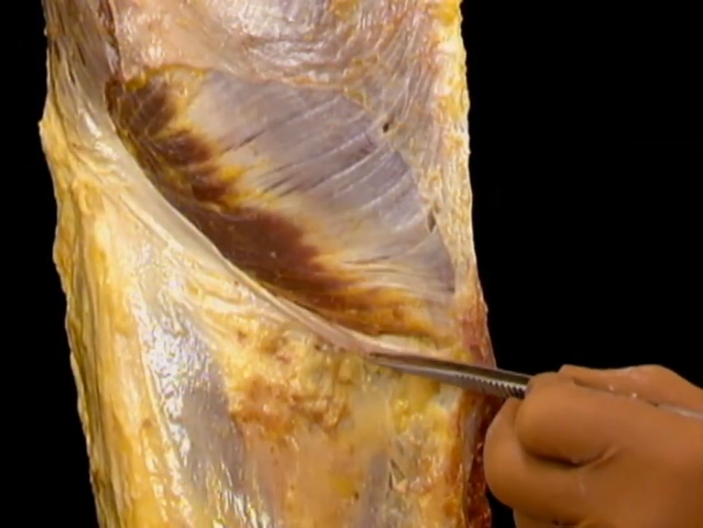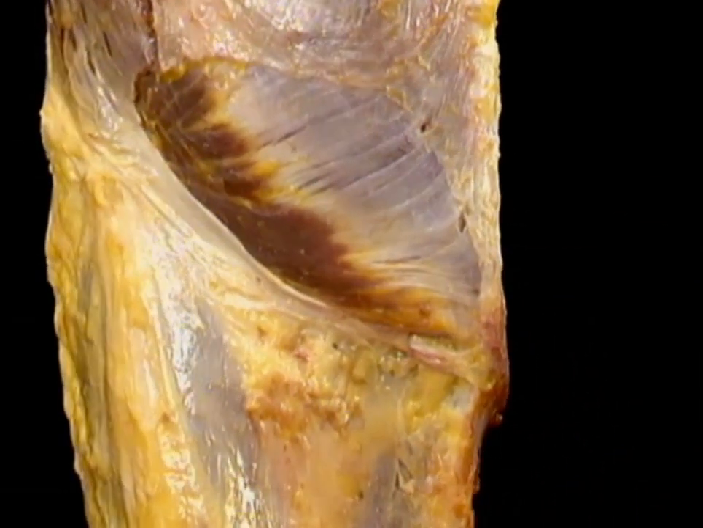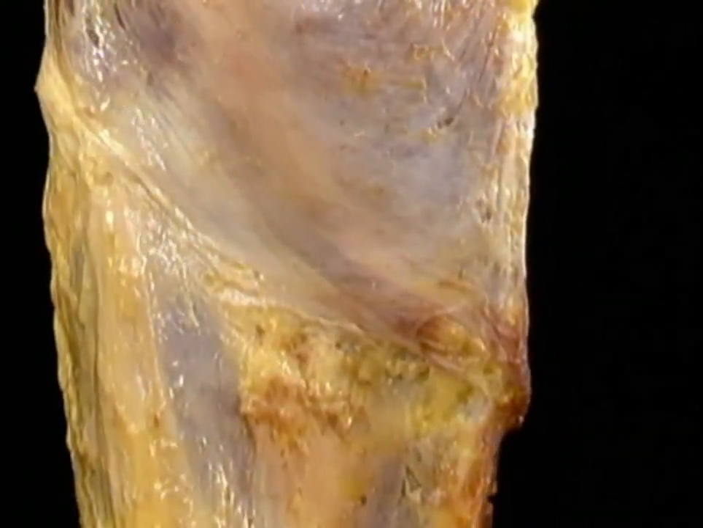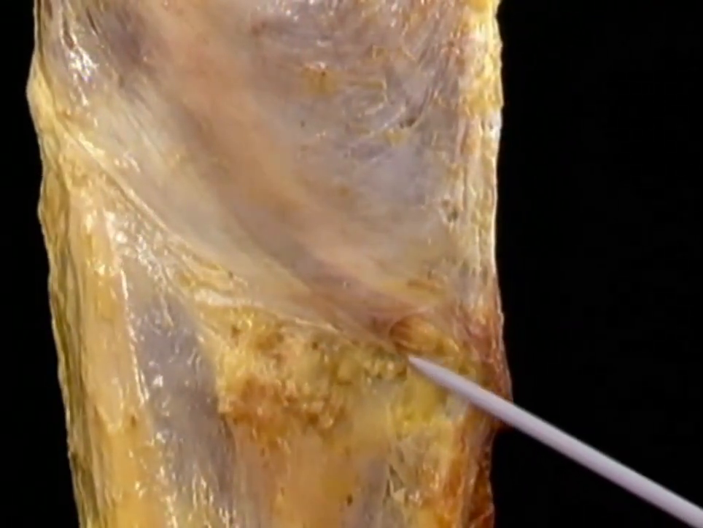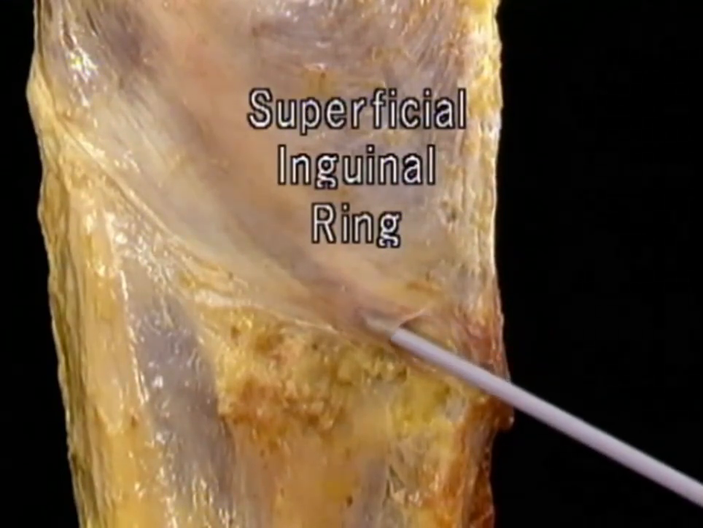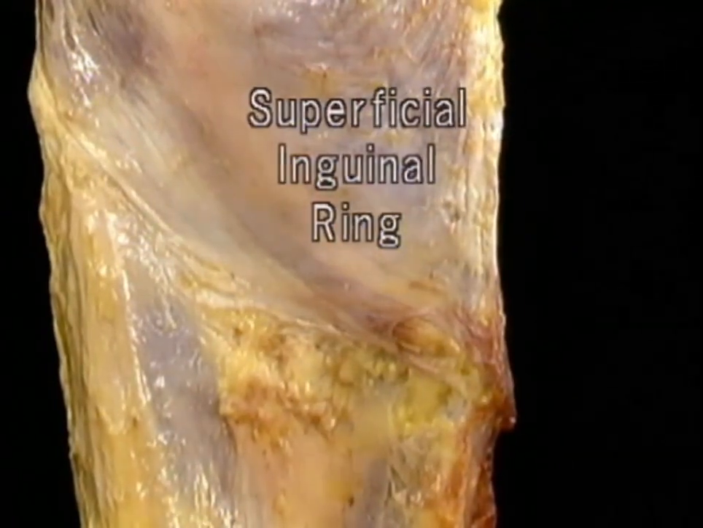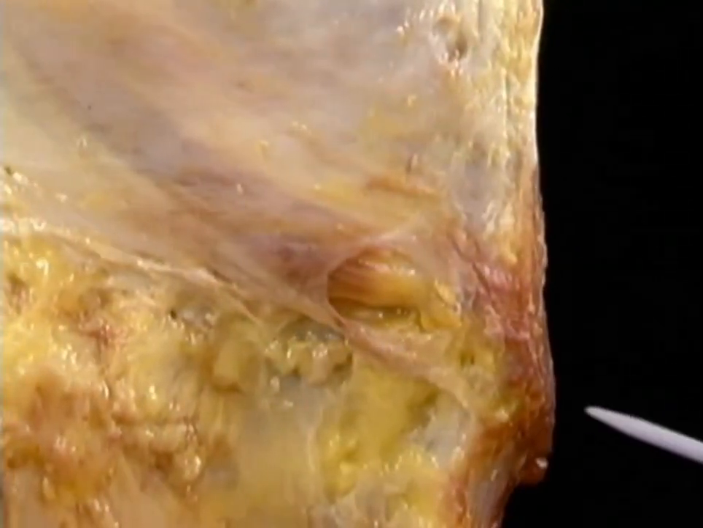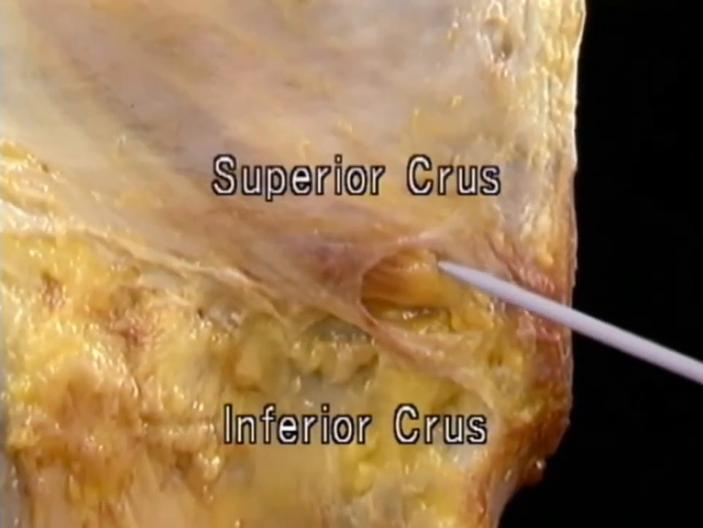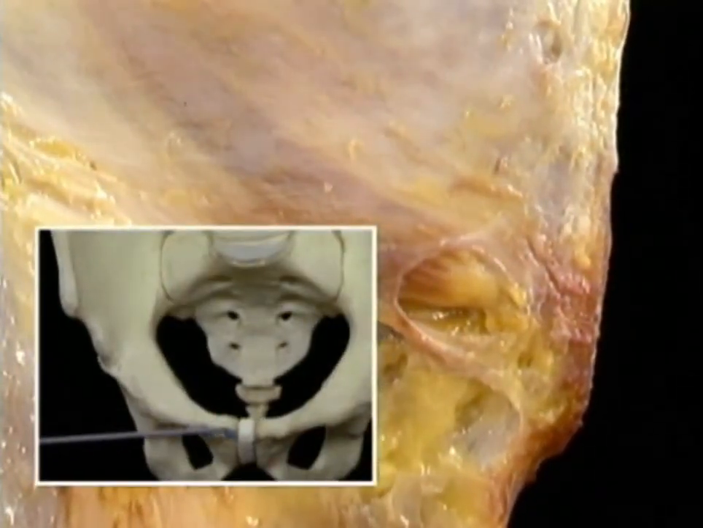Now we'll bring this lowest part of the external oblique aponeurosis up to its natural position and add the rest of the aponeurosis to the picture. Here it is. There's an opening in the external oblique aponeurosis, the superficial inguinal ring. Through this, the spermatic cord, or the round ligament, passes, as we'll see shortly. The fibers below and above the opening are called the inferior crus and the superior crus of the superficial inguinal ring. They're attached to the pubic tubercle and the pubic crest, respectively.